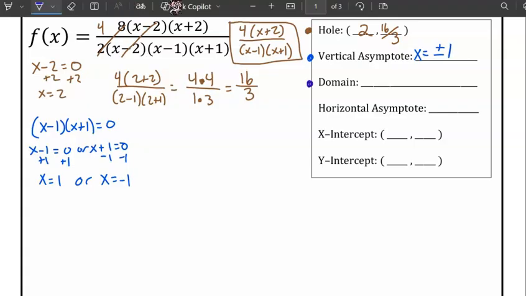For the domain, it's going to be all real numbers except x can't equal negative 1, positive 1, or positive 2. In interval notation, it would be written like this: negative infinity, comma, negative 1, union, negative 1, comma, 1, union, 1, comma, 2, union, 2, comma, infinity.